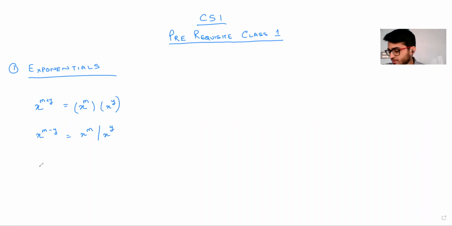Then we also have x to the power m, let's say, whole to the power y. This can be simply written as x to the power my. And just note that here, remember one basic concept, that anything divided by 0 is not defined. So here, since I'm dividing by x to the power y, I just need to make sure that x is not equal to 0. Just a technical condition.